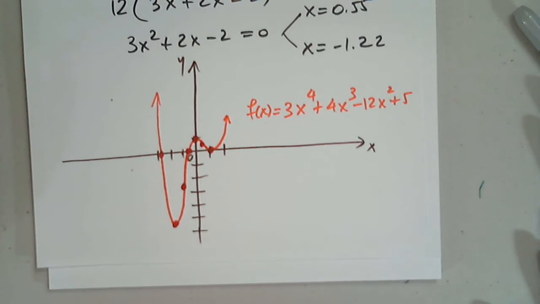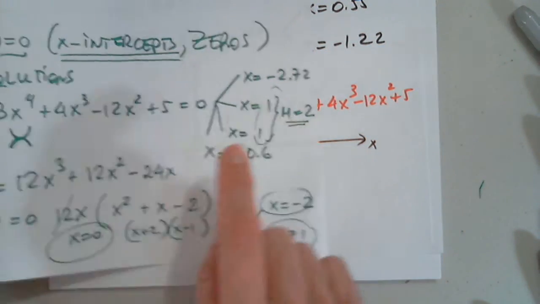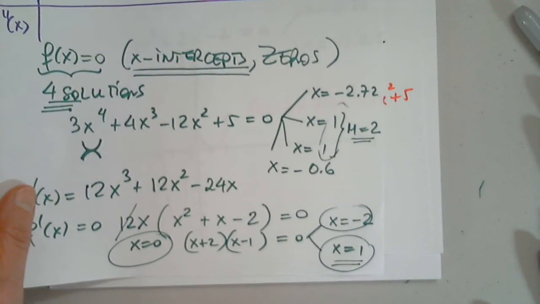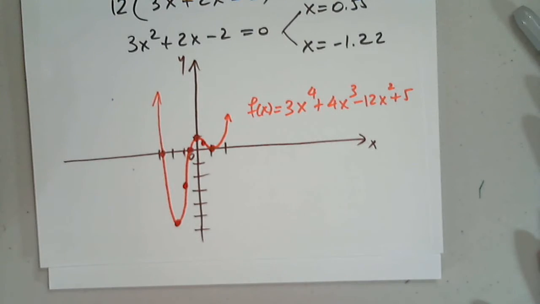Anyone can do that. Why does it have 3 x-intercepts instead of 4? Yes. Because this is the same multiplicity 2, it has a turn. Okay. Good. Very good question. Anything else?